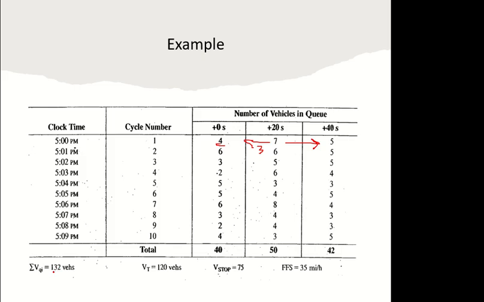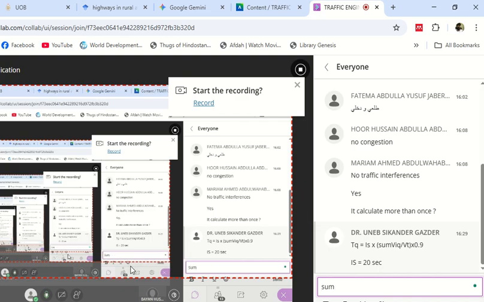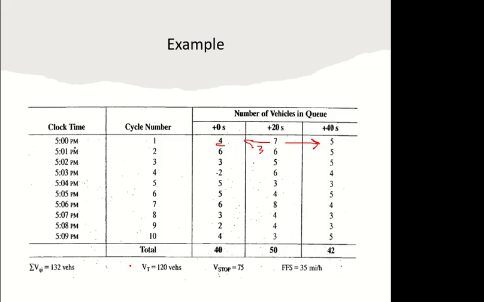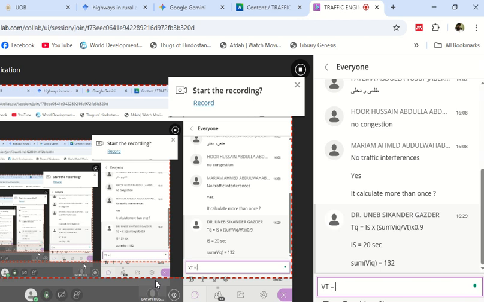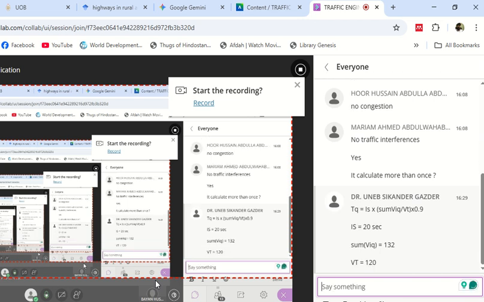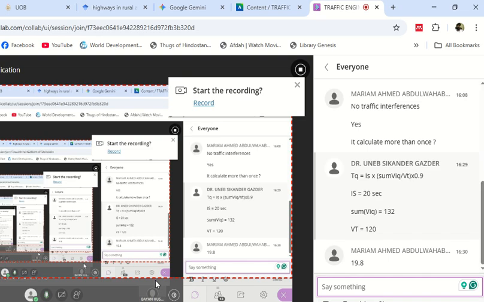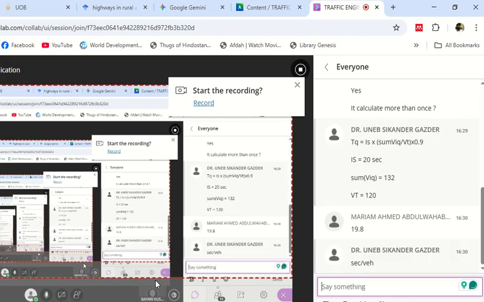Summation VIQ is given, but it's the summation of these 3 columns, the counting columns, which is 132. And you need VT, so VT is 120. So what is TQ here? How much is TQ? 19.8, and the units are seconds per vehicle. Average delay per vehicle in seconds.